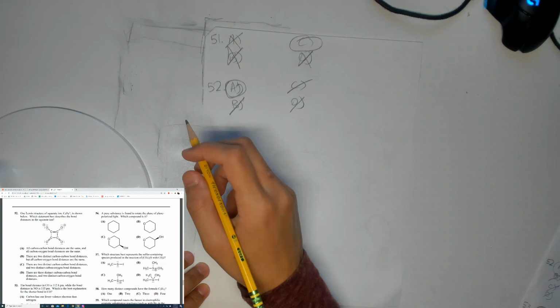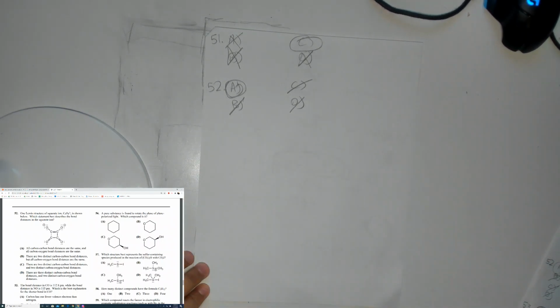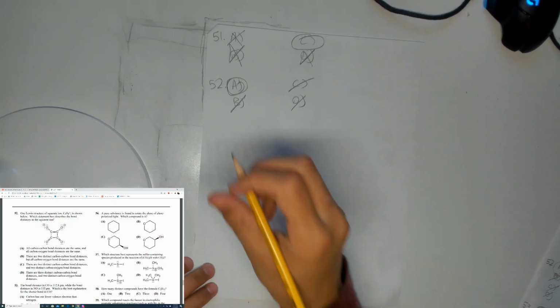So keep in mind that it's a blend. The molecule is a blend of the different resonance structures. So that means all carbon-carbon bond distances are the same. Moving on.